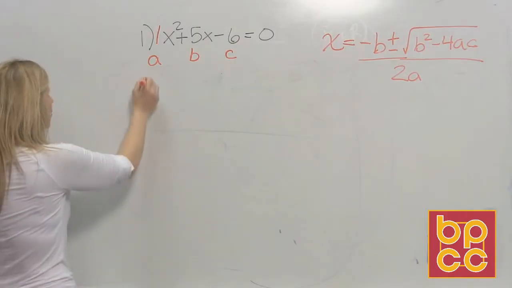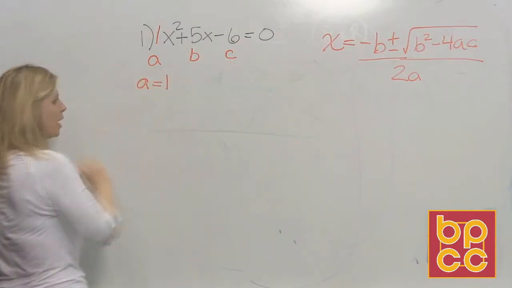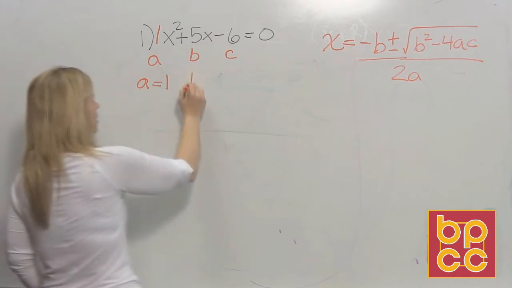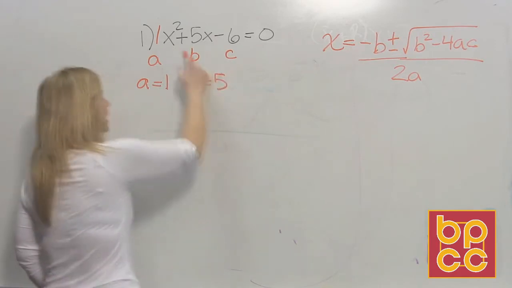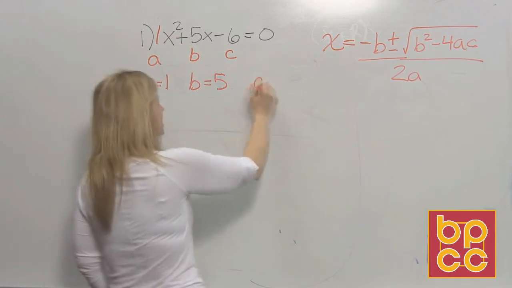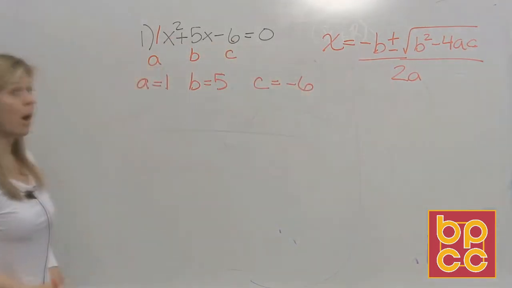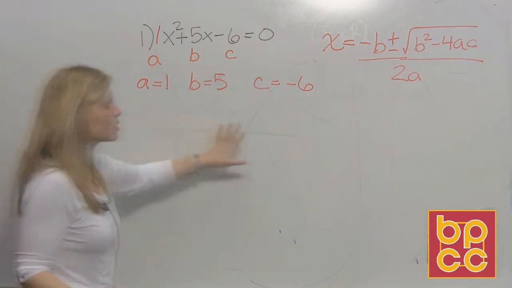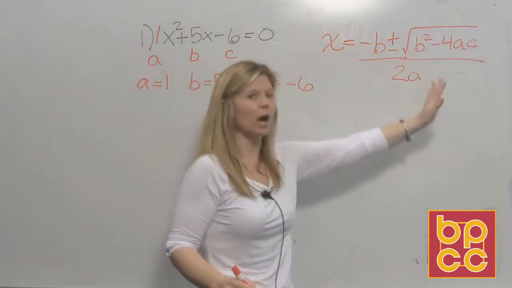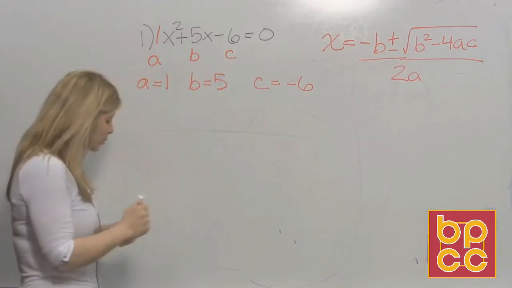So the first thing I would write down are my 3 numbers. A is 1. It's always in front of x squared. B is 5. It's always in front of x. C is your constant. That's your negative 6. Now what we're going to do is we're going to take these numbers and plug them in as we go. The less we write, the better.